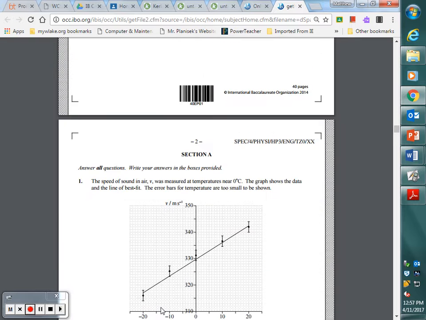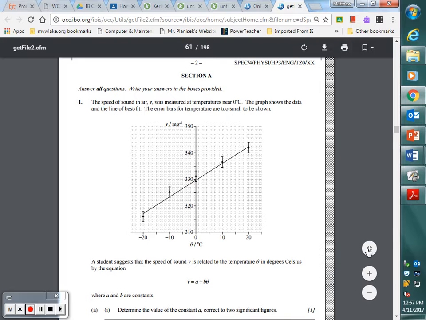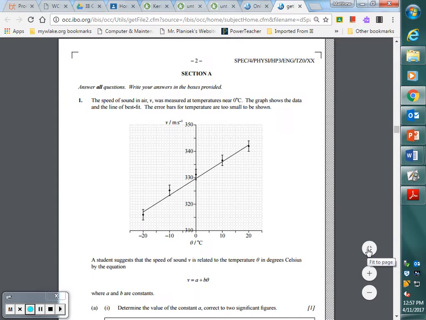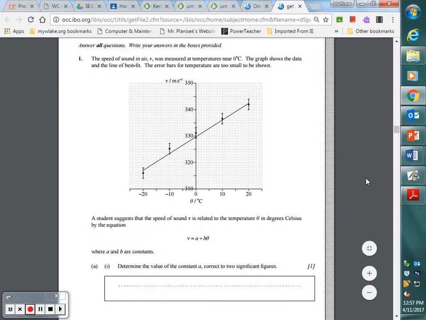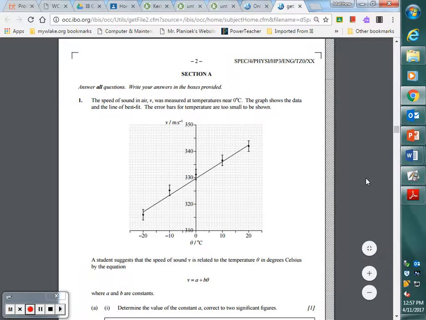Okay, let's take a look at section A. It says answer all the questions, or your answers in the boxes provided. So this test, just as a general note, there are some tests that you will write directly on the test, and some that you will write in an answer book. Physics is one of the ones that you write directly on the test, and then we send that test back. With the answer books, there'll be a separate question book, and then the answer book that you write in.